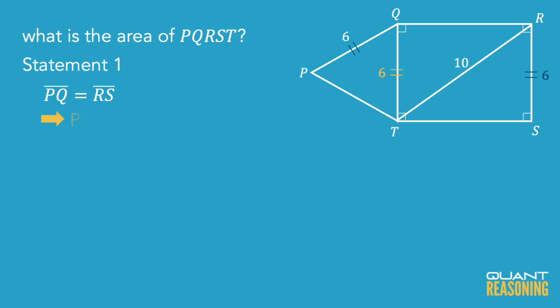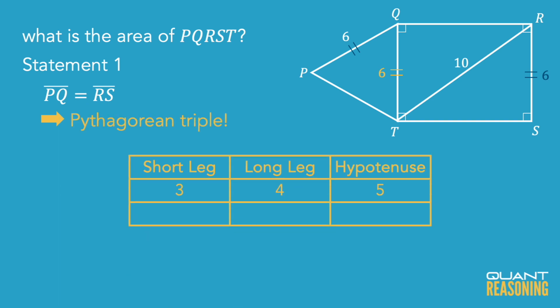And if you've memorized your Pythagorean triples, you should recognize that this is a 6, 8, 10 triple. So for the purposes of data sufficiency, we don't actually need to know the length of the rectangle, but we could find it if we wanted to. It's 8. So that takes care of the rectangle's area, but what about that triangle?